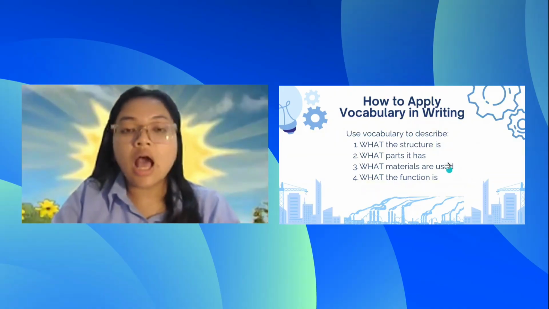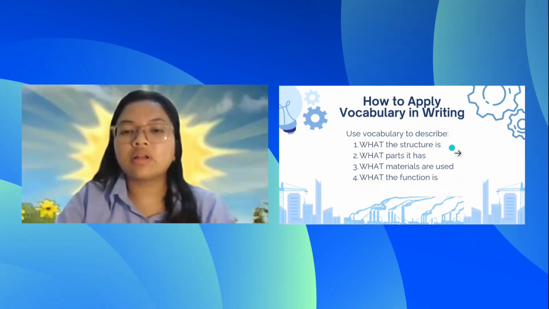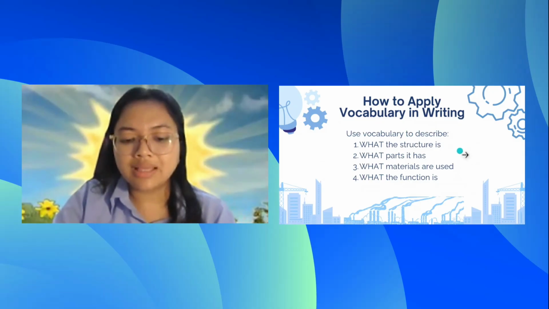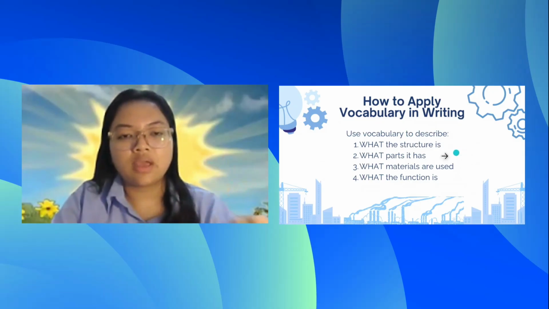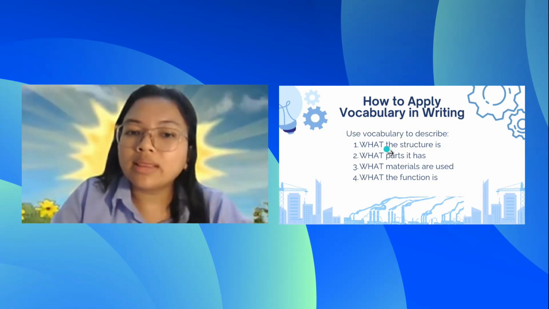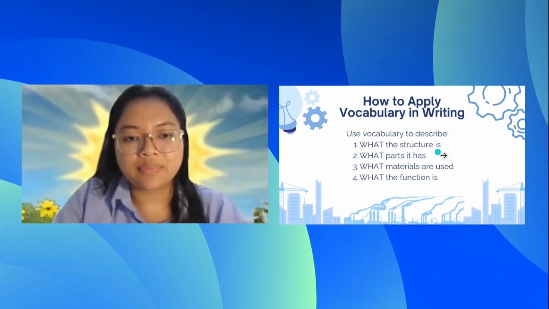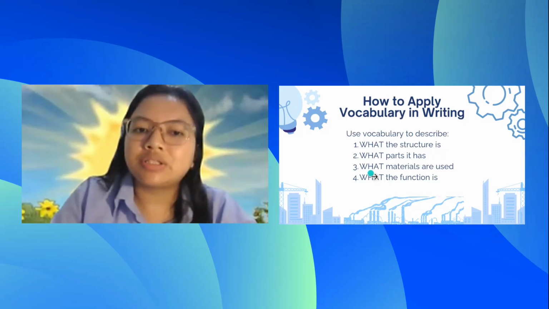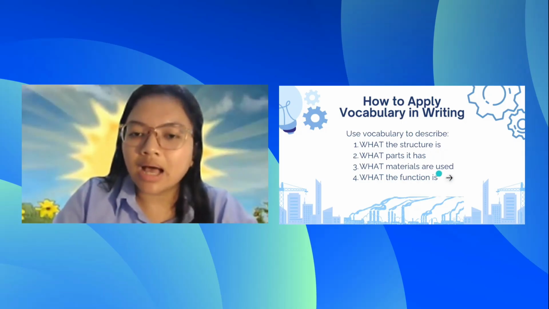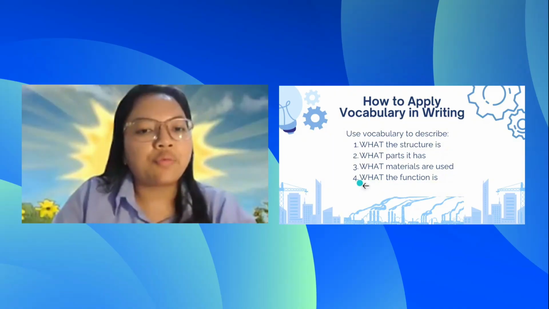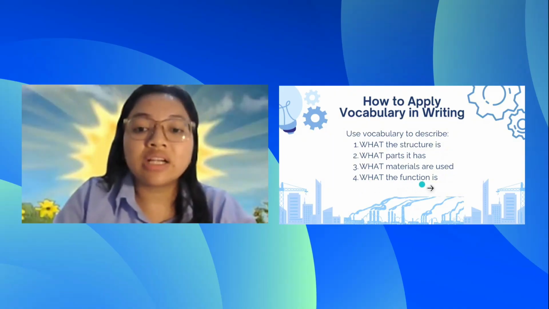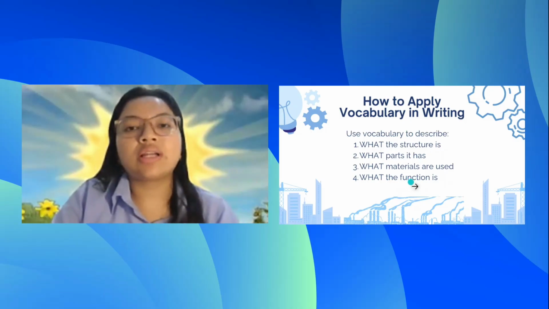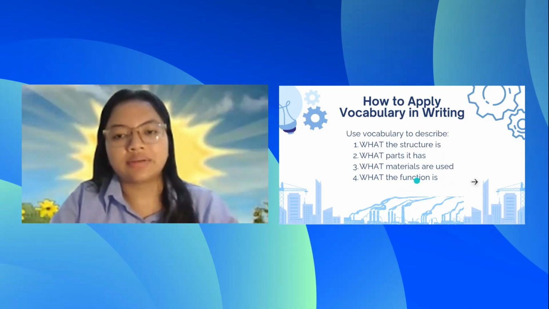And next is how to apply vocabulary in writing. When you write a description, think about 4 questions. First, what the structure is. Second, what parts it has. Third, what materials are used. And last, what the function is. These questions will help you organize your ideas clearly.